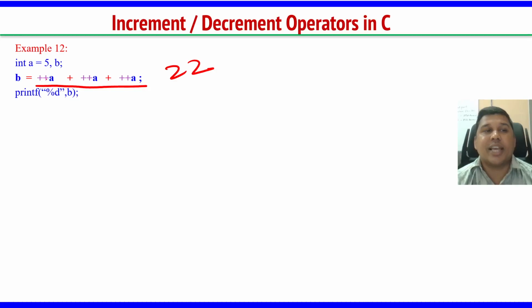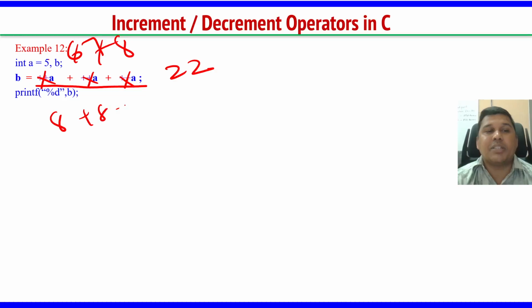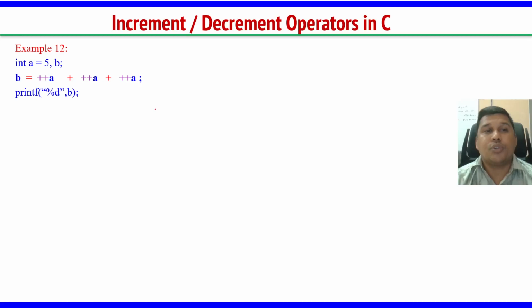Somebody will make the mistake of saying that no, because of this plus plus A becomes 6, because of this plus plus it becomes 7, because of this plus plus it becomes 8. Then they will say 8 plus 8 plus 8. No, that is wrong. Why? The compiler will break that lengthy expression into small expressions. That is the way you have to solve it. So the answer for this is 22.